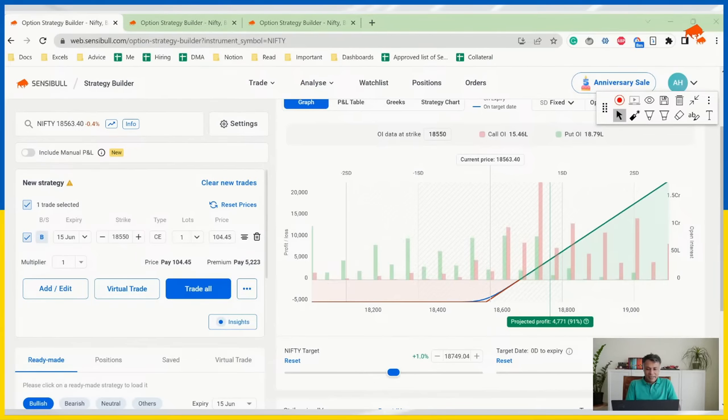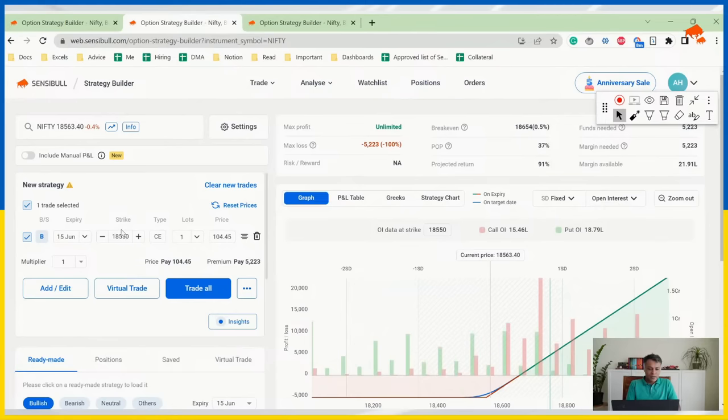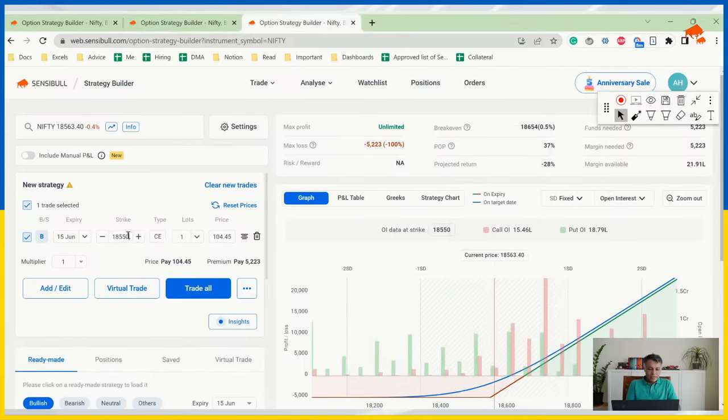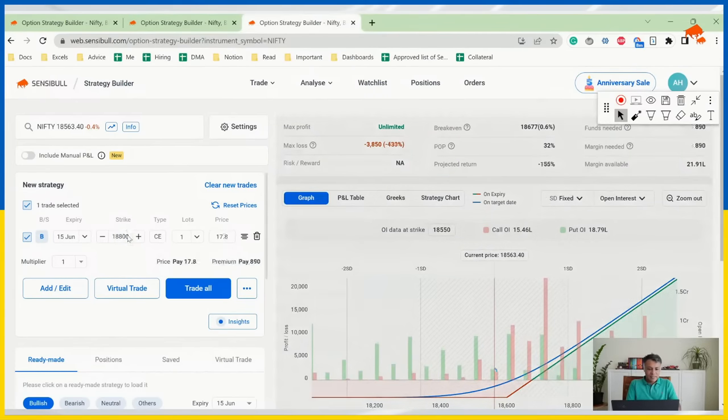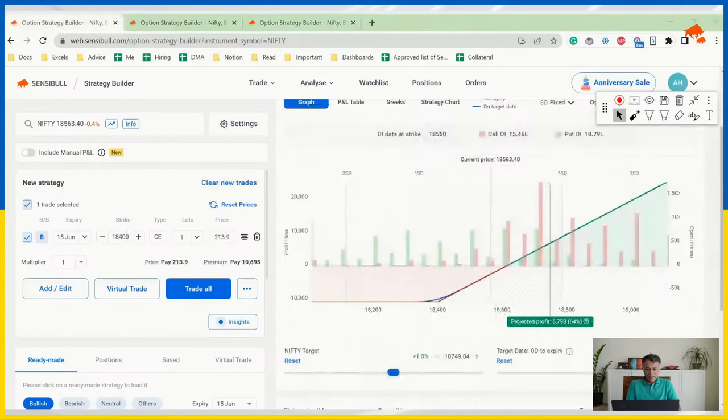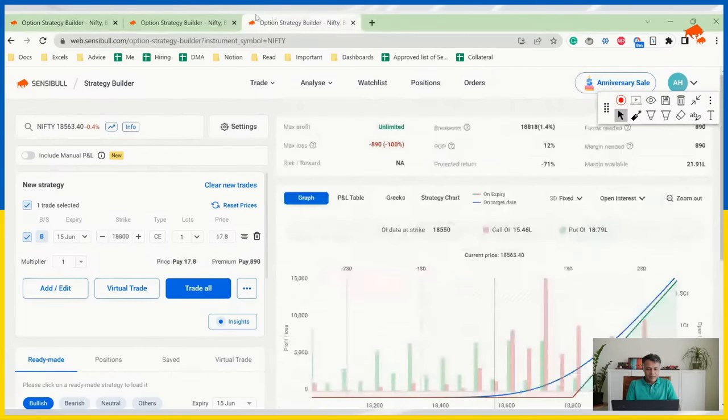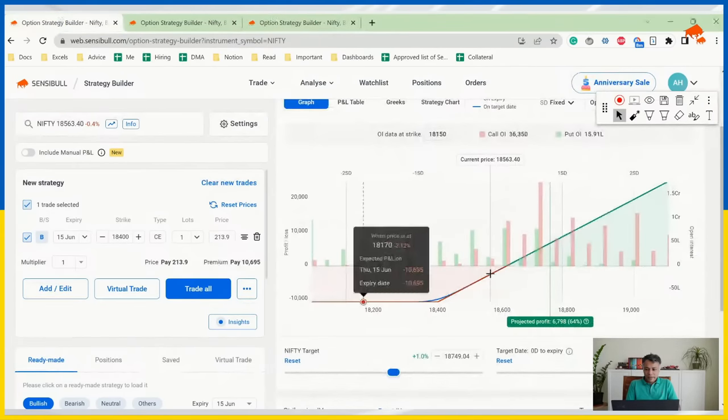So I'm going to do three things, right? I'm going to look at an option which is OTM, ITM, and ATM. And I'll tell you what's the practical application also. So I'm going to do three options: 18,400 call, 18,600 call, this is our ATM, and 18,800 call. Three calls, 18,400, 600 and 800. Right?